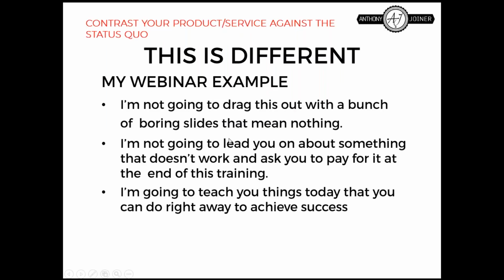So tell them what's not working, and then you're going to juxtapose that against what is actually working and why you're the person who's going to be teaching them. So for me, I know what's not working, and I know what is working, right? So why am I different? Because I don't drag on and on about a bunch of stuff that has no relevance to what we're talking about. And I'm not going to lead you on about something that doesn't work and ask you at the end to pay for it. And I'm not going to teach you things that you can't achieve right away. So I'm not going to give you a training that requires you to take another training before you can actually benefit, okay?